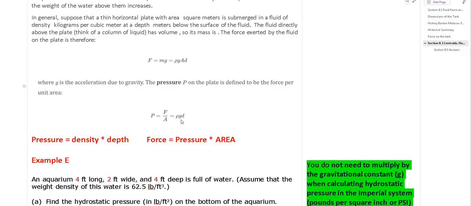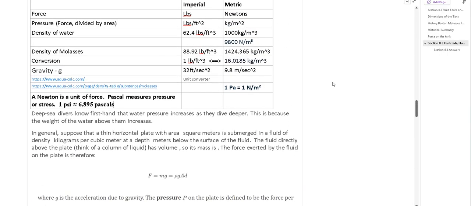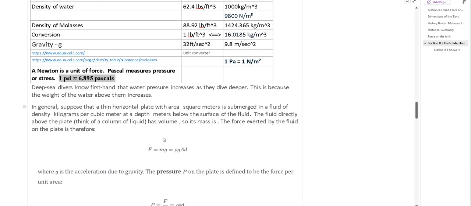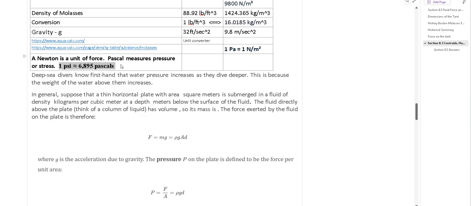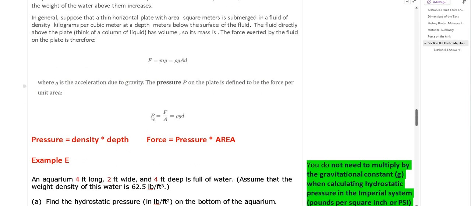Now, the equivalent of pounds per square inch in the metric system is pascals. 1 PSI is just under 7,000 pascals. So Pascal is kind of a small unit, but it is the unit of pressure in the metric system. Force is just how much something is pressing on another object. But when we divide that force by an area, that's when we get units of pressure. So you can see it right down here. Force divided by area gives you your pressure.